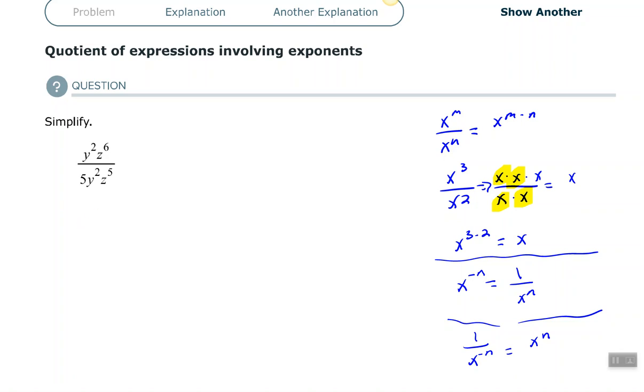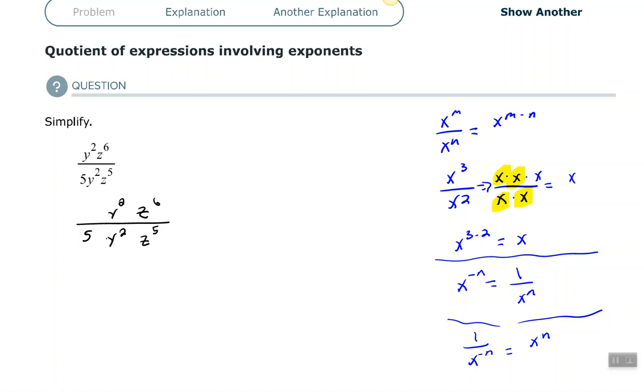All right, so with this first problem, we have y squared and z to the 6th in our numerator. And in our denominator, we have 5 times y squared times z to the 5th. So that's an understood 1 in that numerator. If you're looking for a number there, it's understood to be 1. You don't have to have it there unless there's nothing else in the numerator.